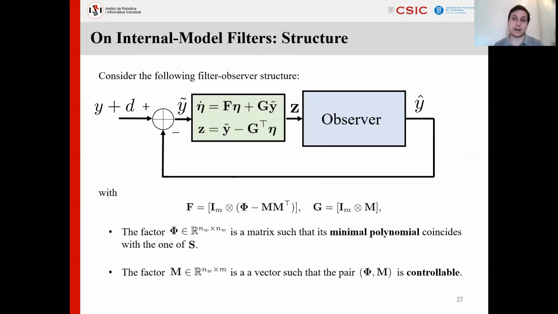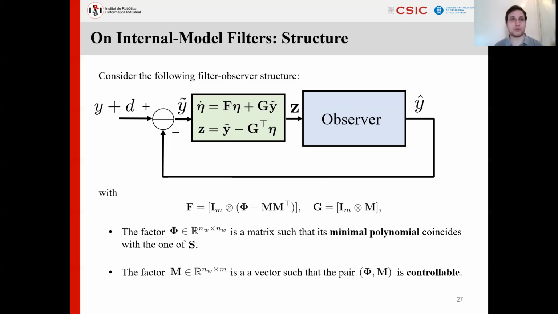So we see that the internal model filter is a relative degree 0 linear filter with only two parameters to be tuned. We have some matrix phi that has to be tuned so the minimal polynomial coincides with the one of the matrix S from the exosystem, and the factor n that has to be tuned such that the pair phi, n is controllable. If you tune the parameters in this way, what you are actually doing is placing the zeros of the filter at the frequencies of the disturbance. So you block the disturbance before it enters the observer and you eliminate the disturbance.